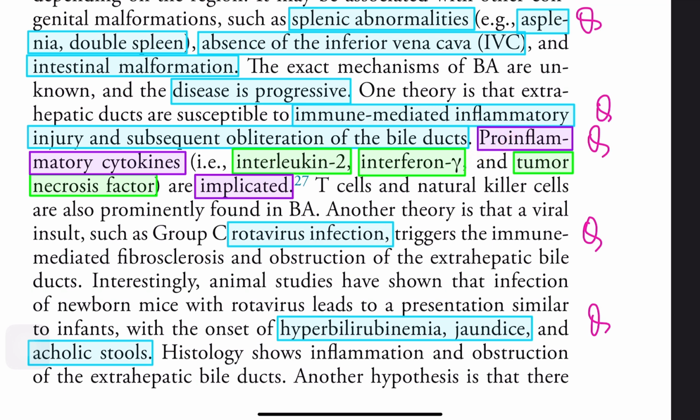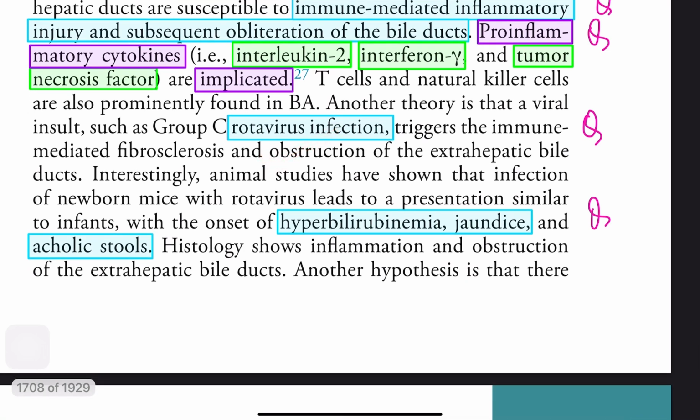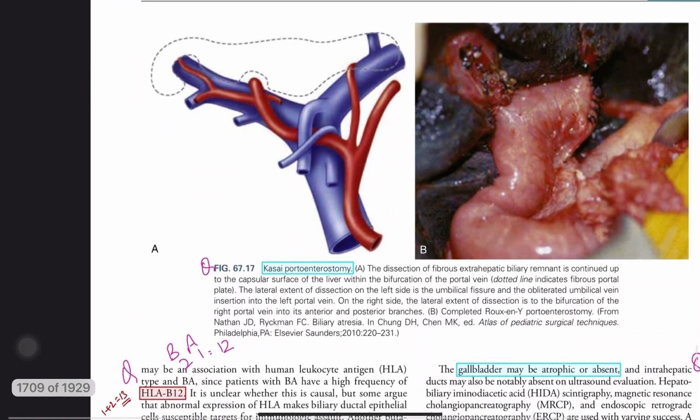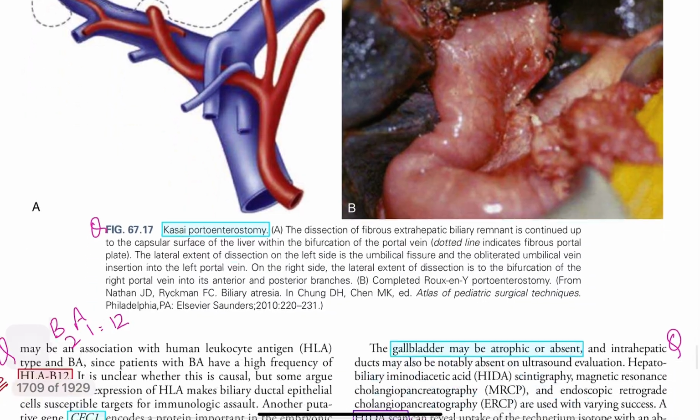What are the pro-inflammatory cytokines related to biliary atresia? Interleukin 2, interferon gamma, and TNF. As I said, rotavirus infection is related to the immune process. The clinical features will be hyperbilirubinemia, jaundice, and acolic stool. This is the picture of Kasai portoenterostomy: this is the liver, and this is the jejunum.